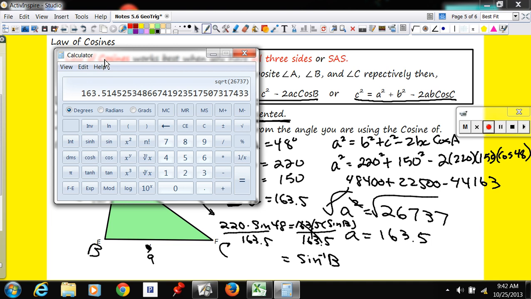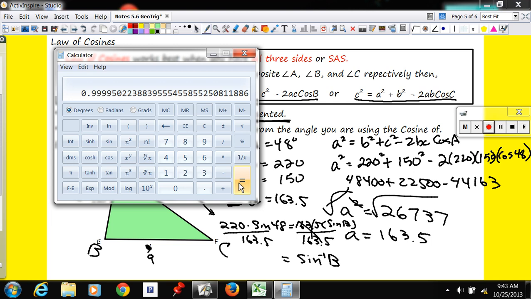We're going to do 220 times the sine of 48. That's going to give me an amount first. Then I'm going to divide it by 163.5. And that's going to give me like 0.99995. So it's really close to 1, but not quite.